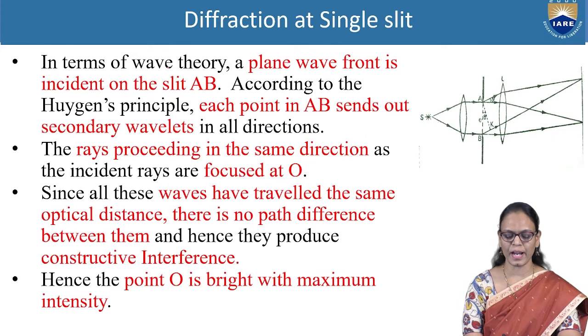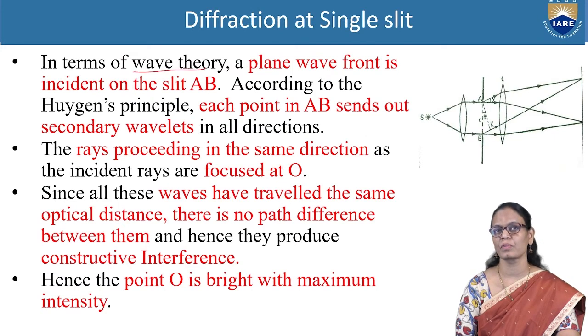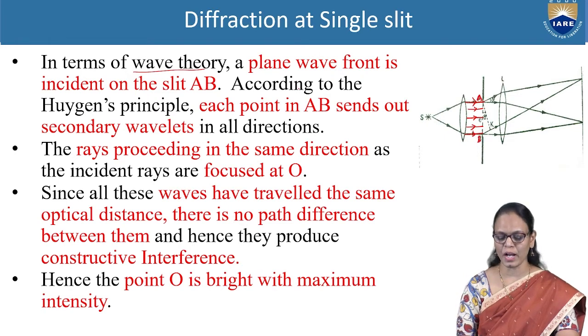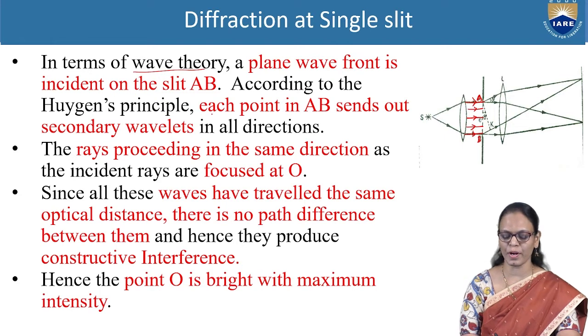Now, how do we understand it in terms of wave theory? A plane wavefront is incident on the slit AB. So this is the plane wavefront that is incident. So we may take the wavefront like this on the slit AB. AB is the slit. According to Huygens' principle, each point on AB sends out secondary wavelets.